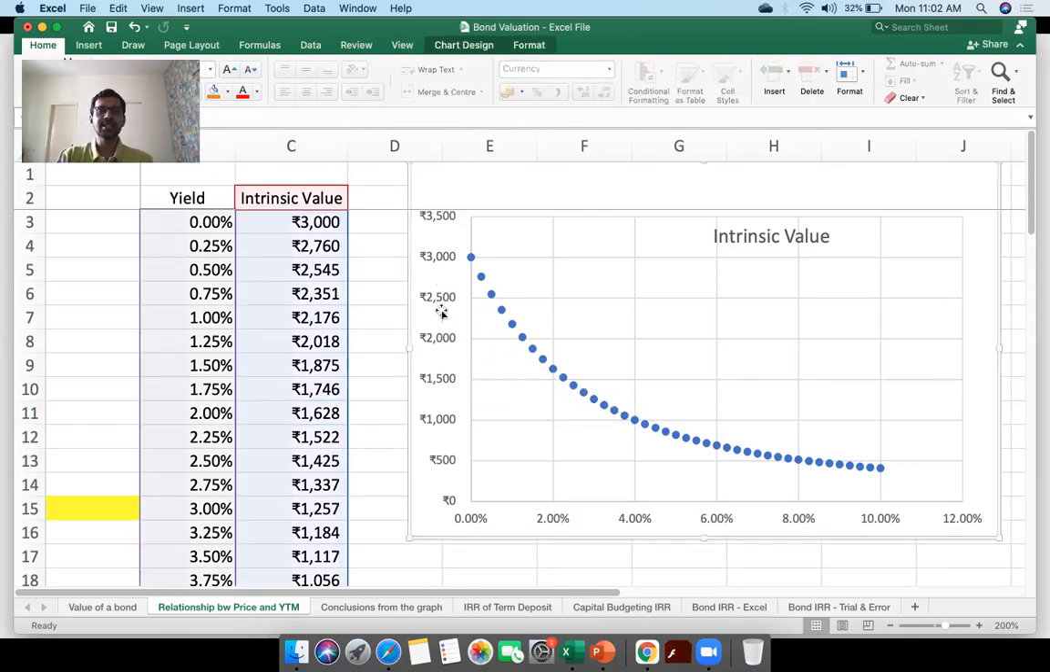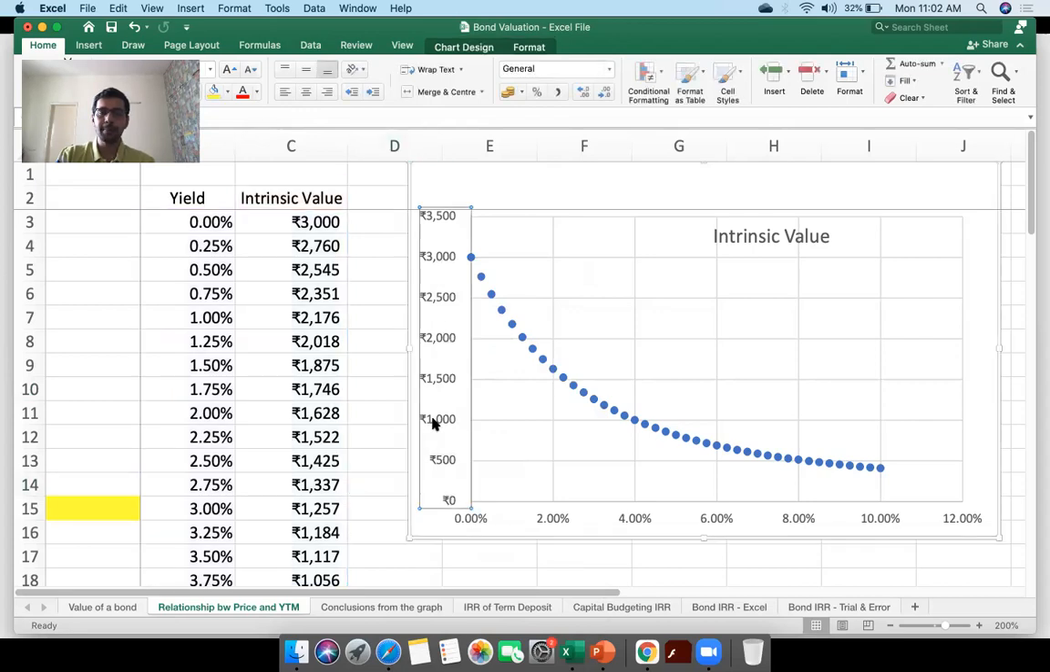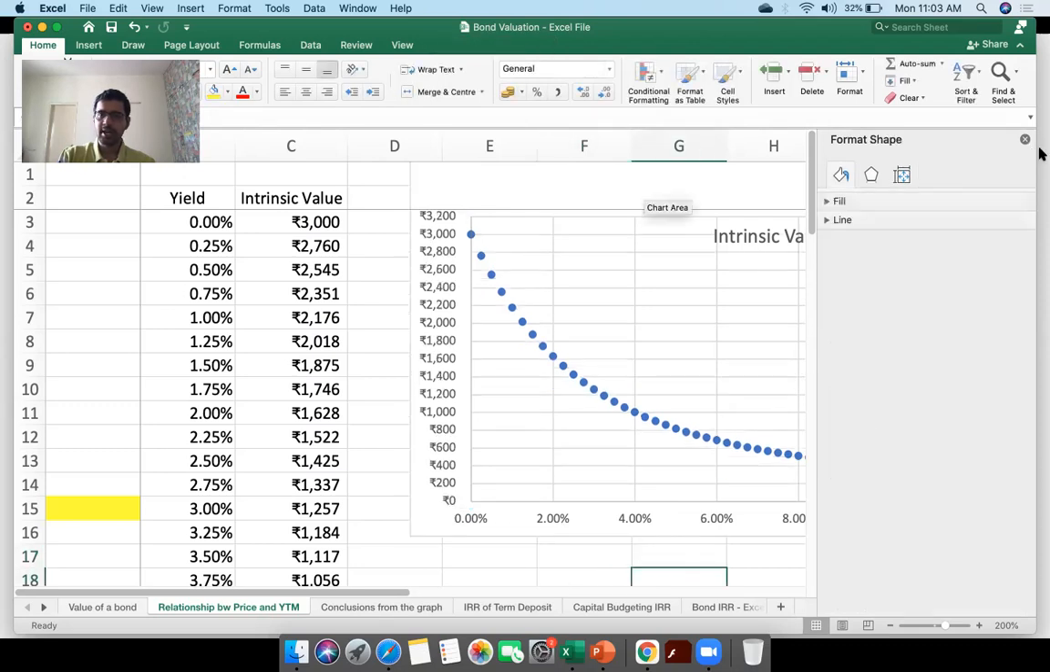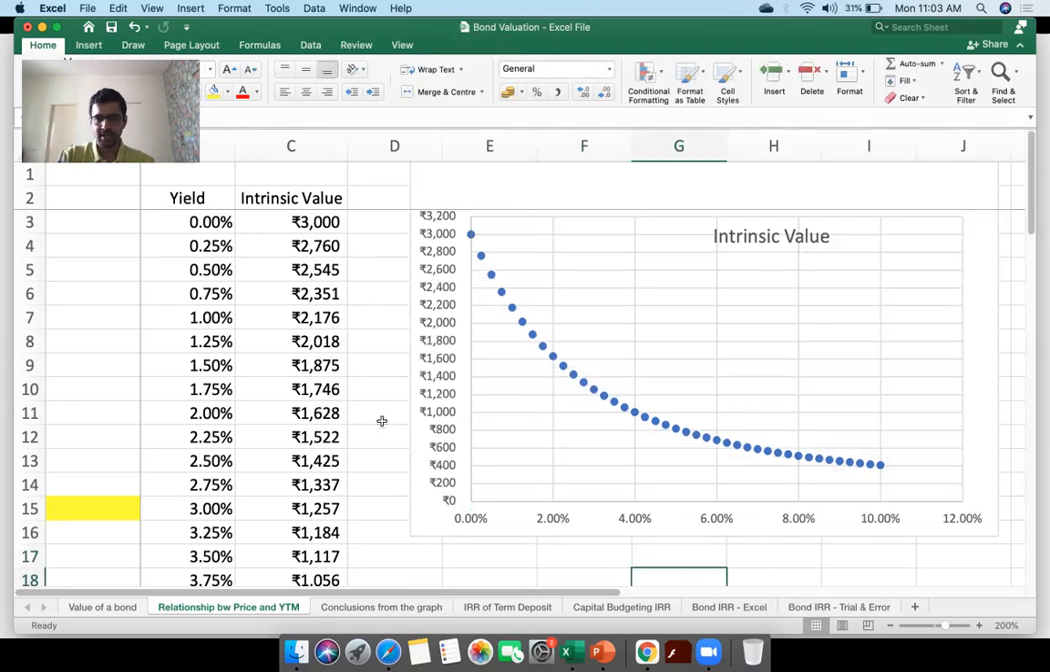On the y-axis, the gap between two units is 500. You can reduce that gap by formatting the axis. Let me quickly do it. I'm making the gap 200. Maybe the graph might become a little clumsy, but that's fine. If you see at 2%, it is touching almost the 1600 point. So the price or the intrinsic value of the bond at 2% yield is 1628.